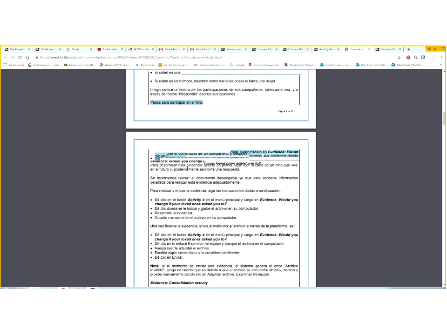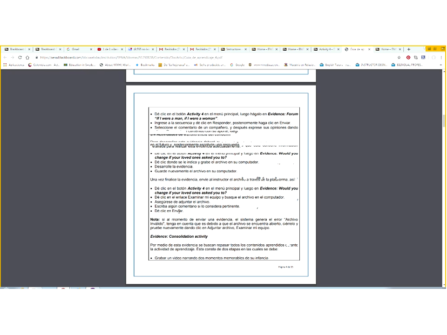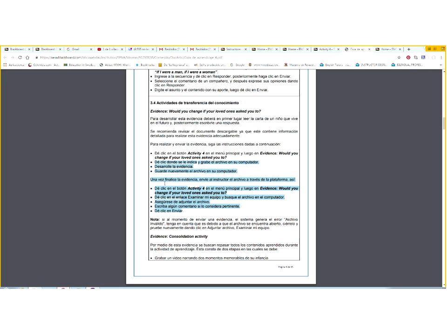These are the instructions to participate in the forum. Evidence number 4 is, what would you change if your loved ones asked you to? This is a question. You have to read a letter by a child who lives in the future, and then you have to respond, to reply, to answer that letter. You have to download this document and read the information. These are the instructions to do the activity.